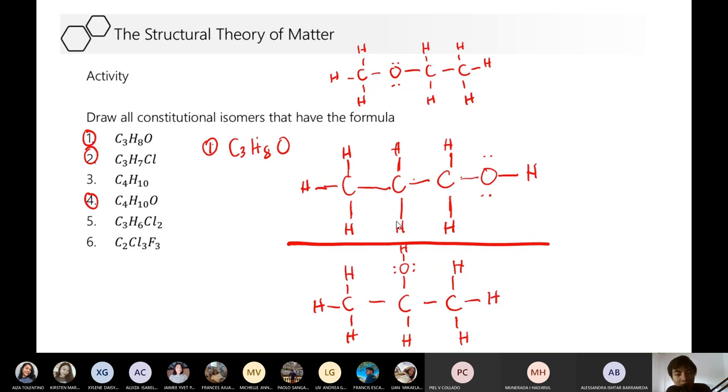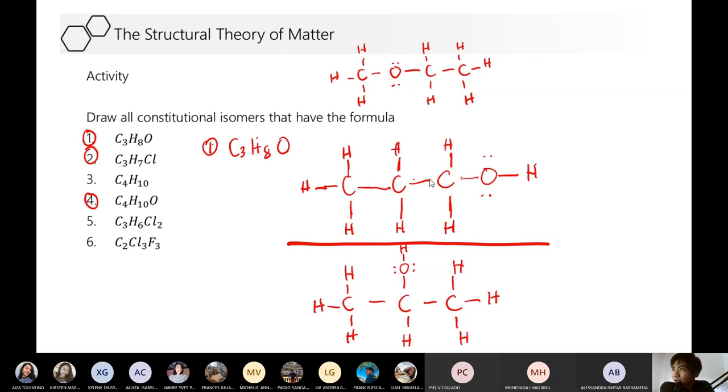So, basically, ang ginagawa lang natin, yung parang ginagawa nyo nung bata kayo, nagdudugtong-dugtong lang kayo ng mga Lego. So, ganito lang din gagawin natin. Pagdugtong-dugtongin lang natin yung mga atoms, by connecting those available bonds. We can create different molecules. So, ganun lang. So, yan yung isang way to answer number one.